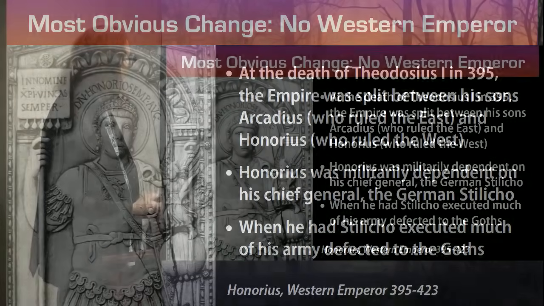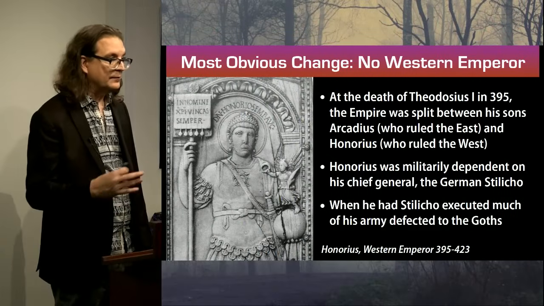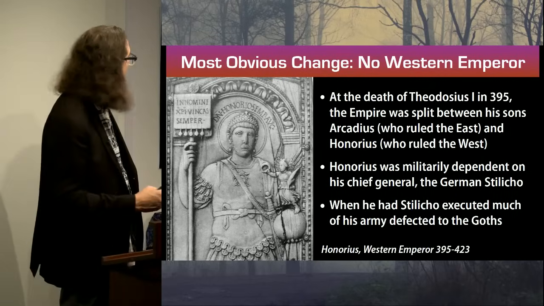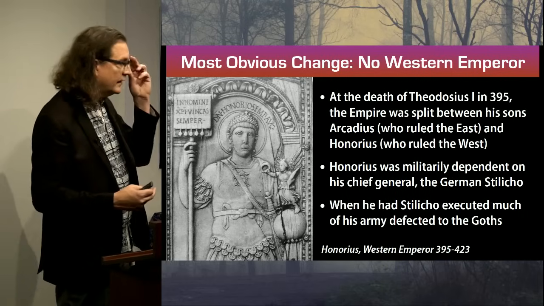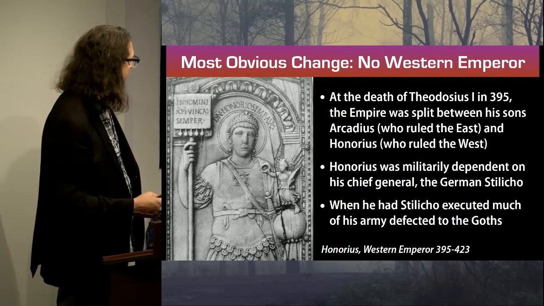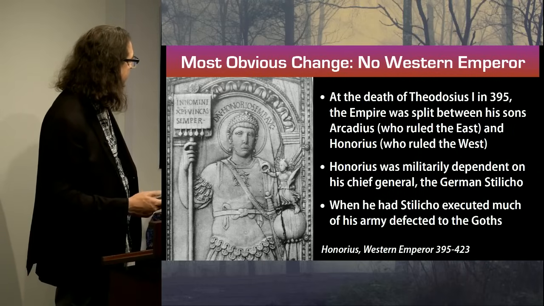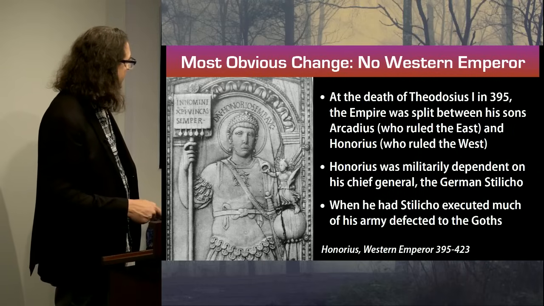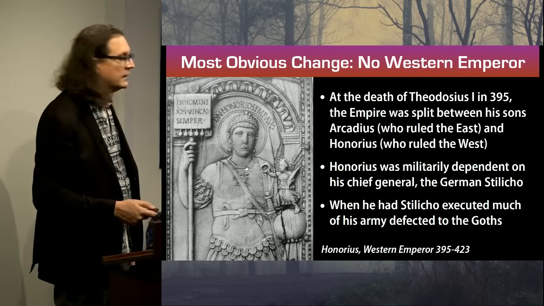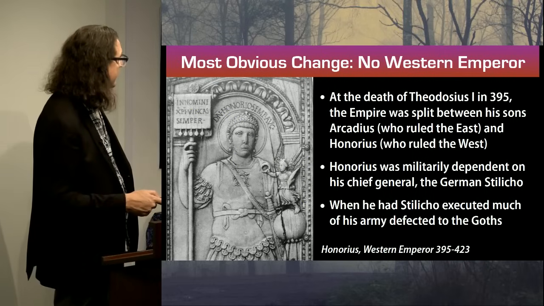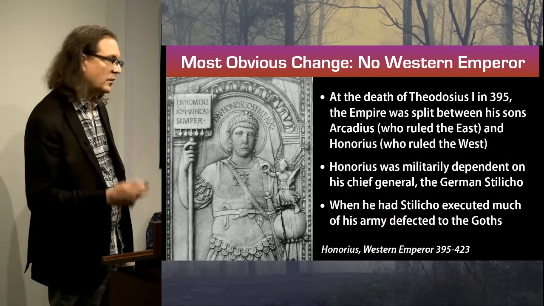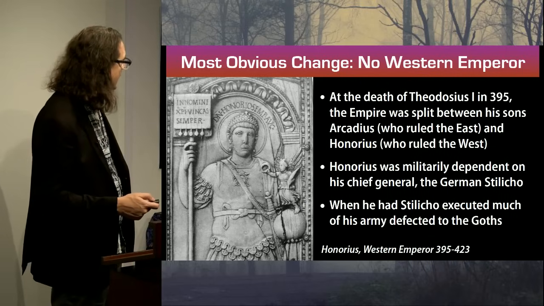Romulus Augustulus, what's the obvious change if the state mostly is functioning the same way? It's that there's no more emperor in the West. After Theodosius, the last emperor of the whole thing dies, and like I said, his empire is split between his sons. Honorius, already at this point, his son in the West, is militarily dependent on his chief general, a Romanized Germanic warrior named Stilicho.